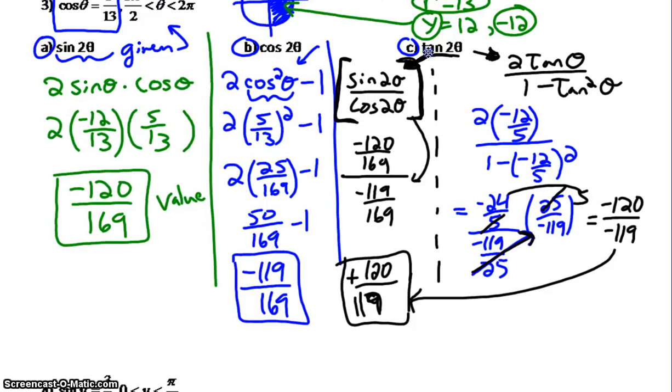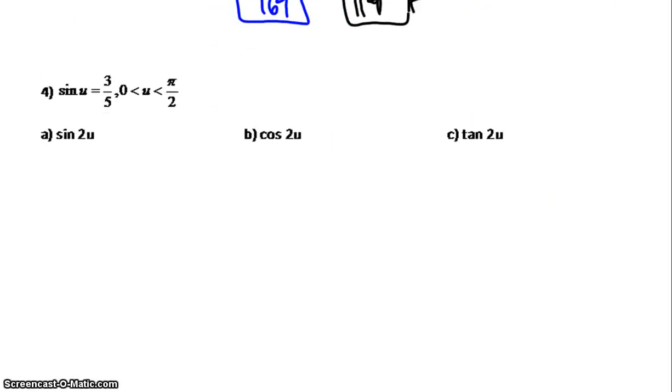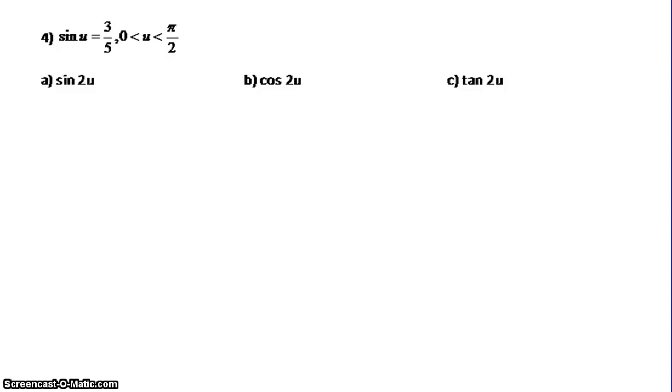So let's move on to the next problem. Last example we'll have for this section. Last example, yay! What do we have? We have a sine u of 3/5, and we have a restriction. Our quadrant, then, we notice right away, would take place in quadrant 1. So that's an important restriction to remember.